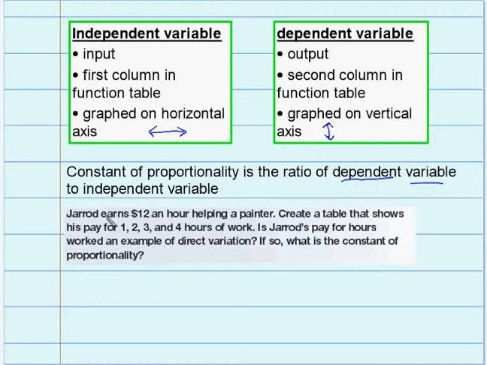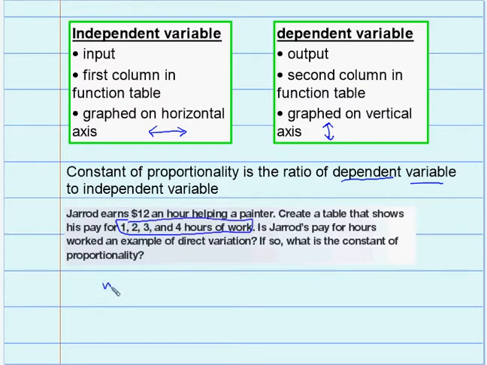Okay, so Jared's going to earn $12 an hour helping a painter. Create a table that shows his pay for 1, 2, 3, and 4 hours of work. Is Jared's pay for hours worked an example of direct variation? If so, what is the constant of proportionality? So you're going to make a table of values, and they give us 1, 2, 3, 4 hours of work.